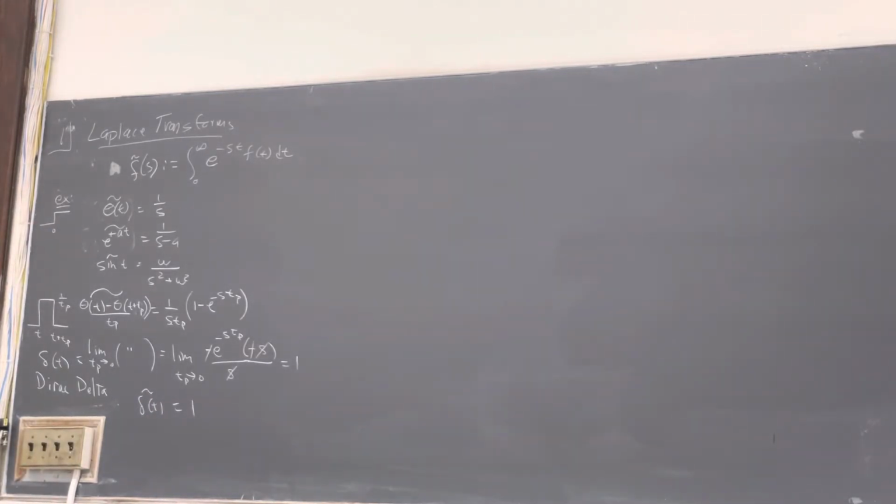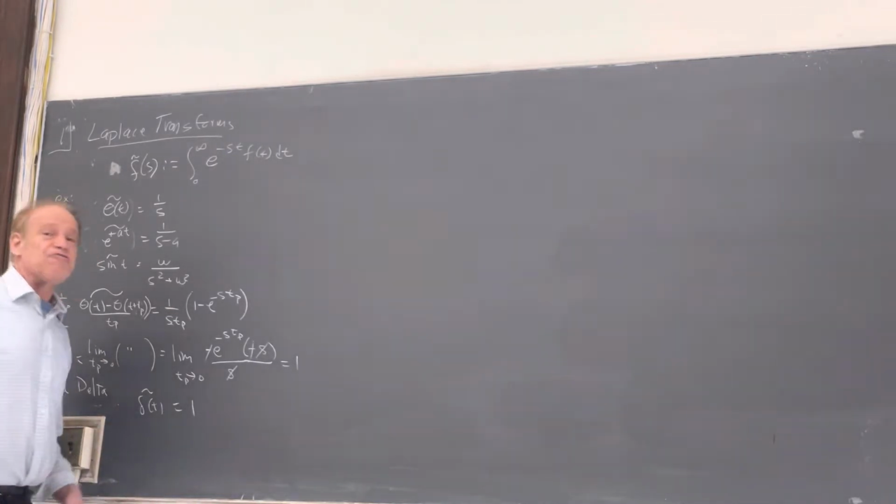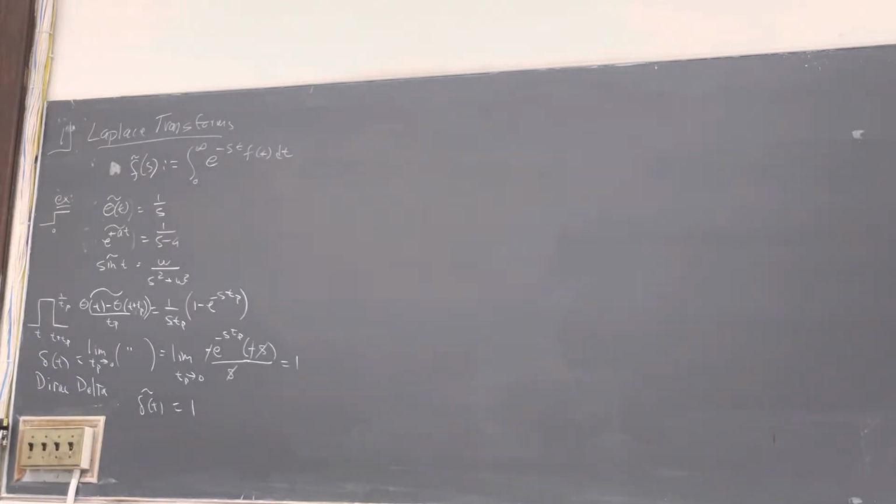Delta is called either a distribution or a generalized function. That's just the terminology. It's not a function because I can't tell you what delta of 0 is. It's infinity. If I had a function, I could always tell you what its value is at any point.